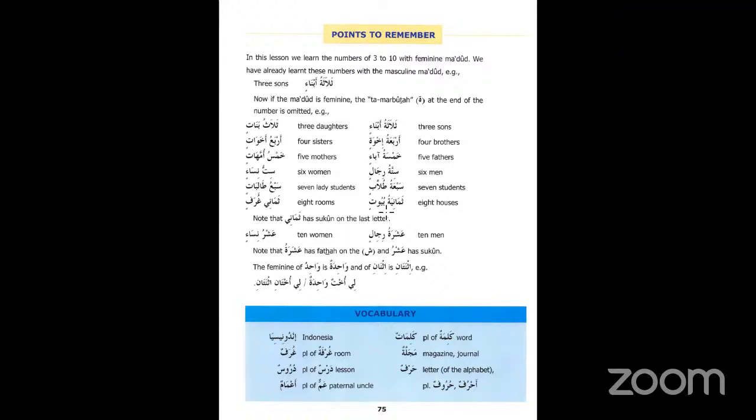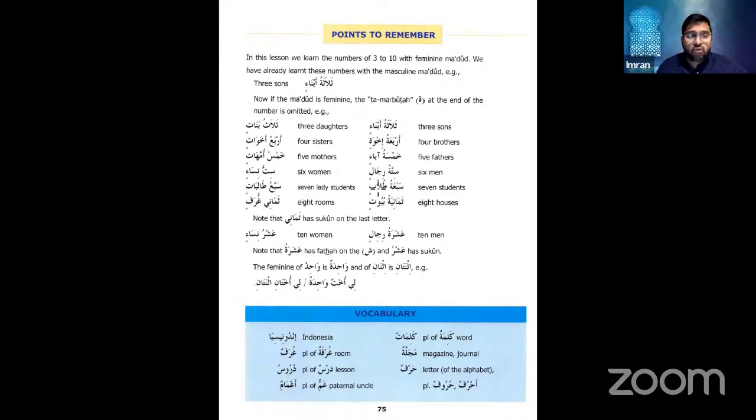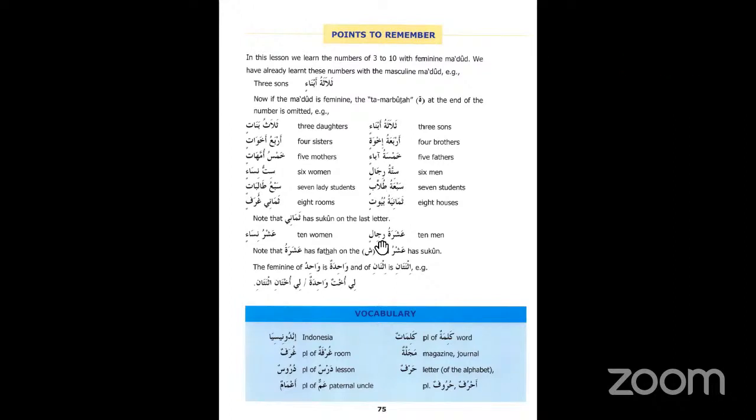Again, for 7 students, sab'atu tullabin, sab'atu without the tanween because it's mudaf. And sab'u talibatin means 7 lady students. Thamaniyatu buyutin, 8 houses. Thamani ghurafin is 8 rooms. Note that thamani has sukoon on the last letter.